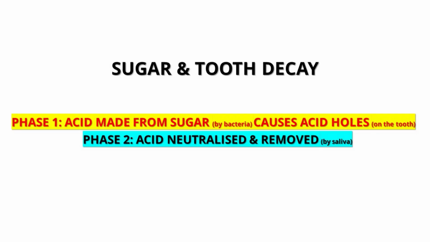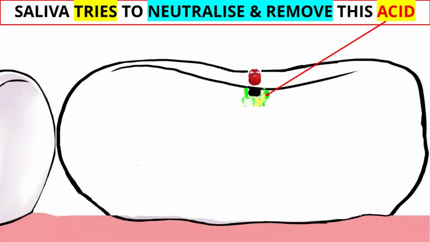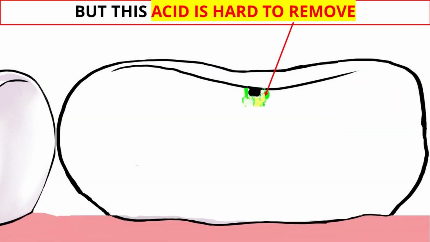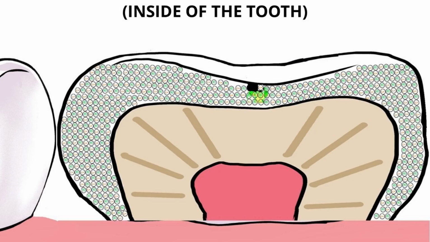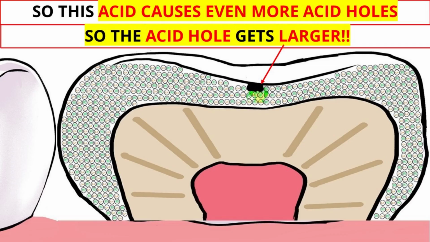Phase 2. Acid is neutralized and removed. Saliva tries to neutralize and remove this acid, but this acid is hard to remove. Inside the tooth, because saliva is not removing acid quickly enough, this acid causes even more acid holes, so the cavity gets larger.